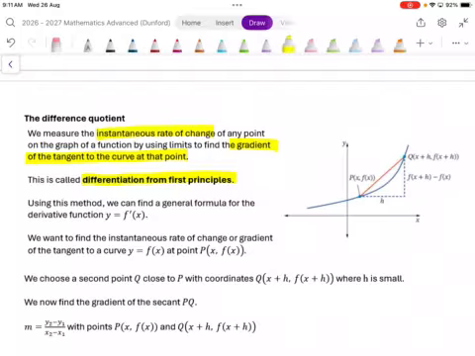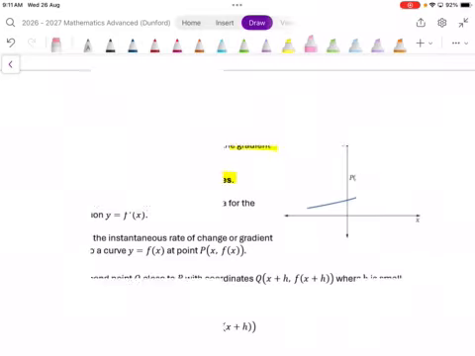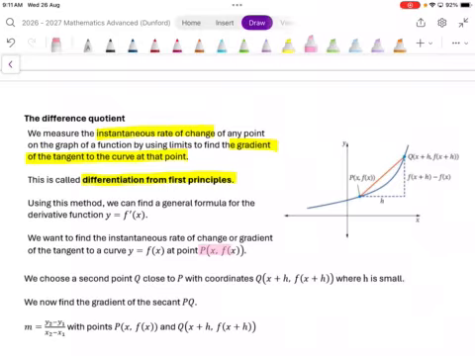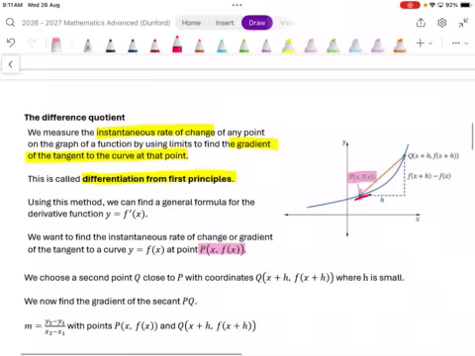So we want to find the instantaneous rate of change, or gradient of the tangent, to a curve y equals f of x at a point P, (x, f of x). So this point here is our P, (x, f of x). And what we want to do is draw a tangent. A tangent is a straight line at that point, which tells us what our gradient is.